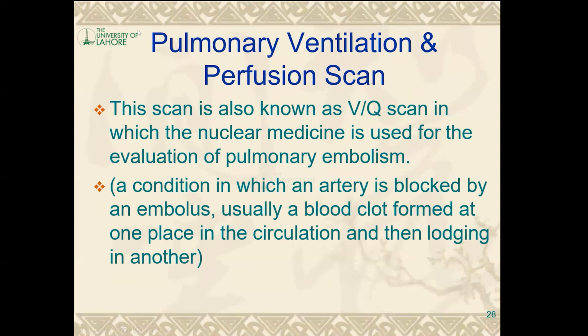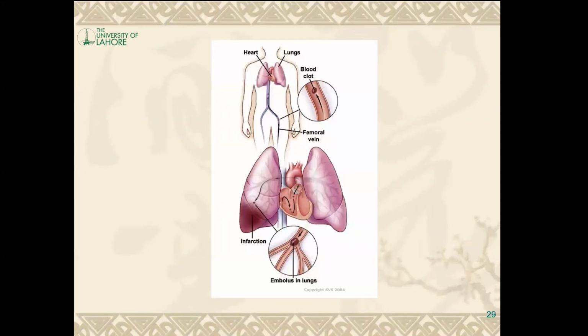Then comes pulmonary ventilation and perfusion scan. This scan is also known as V over Q scan, and the nuclear medicine is used for evaluation of pulmonary embolism. Now, what is pulmonary embolism? Pulmonary comes from the word lungs. So it's a condition in which an artery is blocked by an embolus. An embolus is basically a blood clot that is formed in one place and circulates from one place to another.